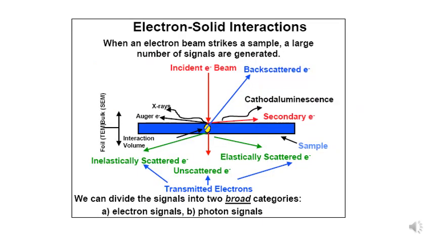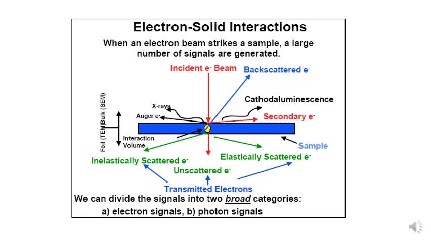Okay, so this is the figure that explains the bombardment of electrons and the emission of signals. In this case, the incident beam is our primary electron, and it will bombard one spot of your sample, not the whole sample. After that, the electrons will be emitted like this one. This is a backscattered electron, which has higher energy compared to the secondary electron.